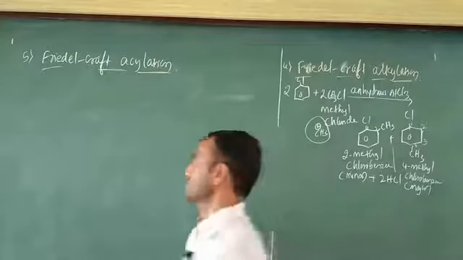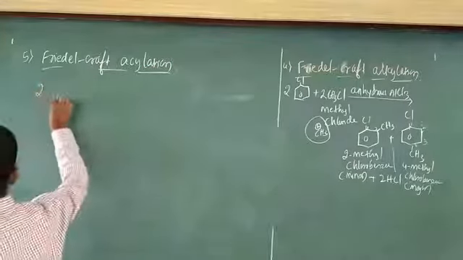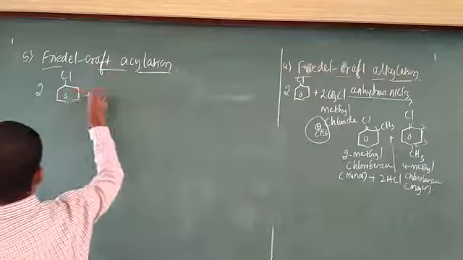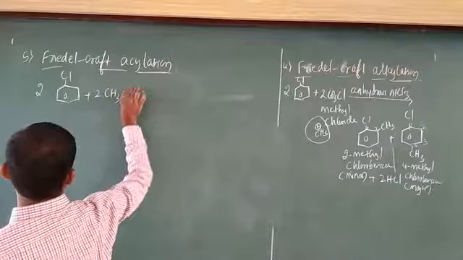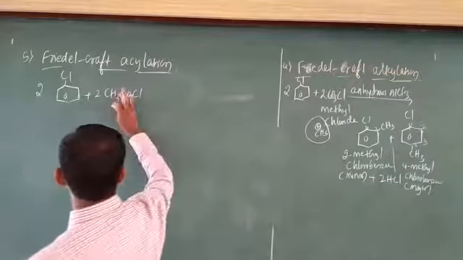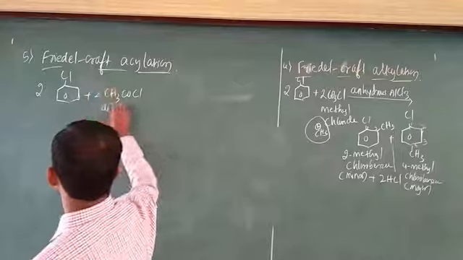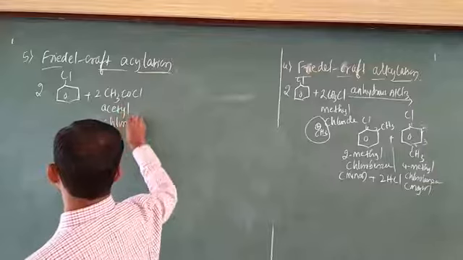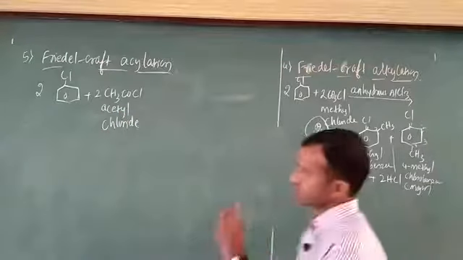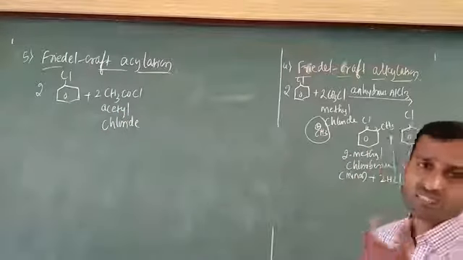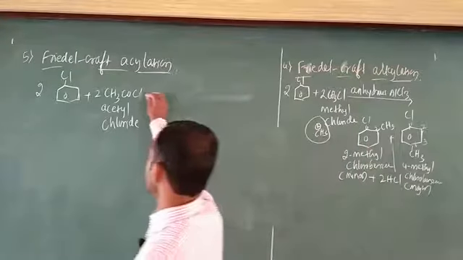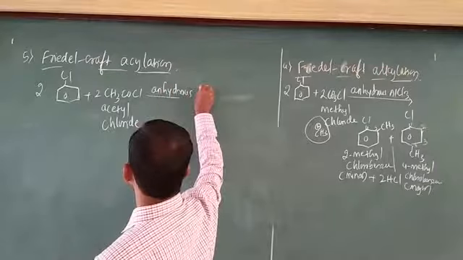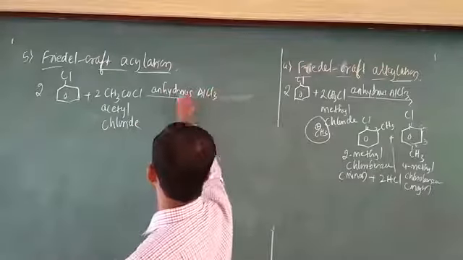Just see here, the starting material is the same, that is 2 moles of chlorobenzene, no problem. This can react with 2 moles of CH3COCl. CH3COCl is called acetyl chloride. The CH3CO group is the acetyl group. Next, in the presence of anhydrous aluminum chloride, AlCl3.